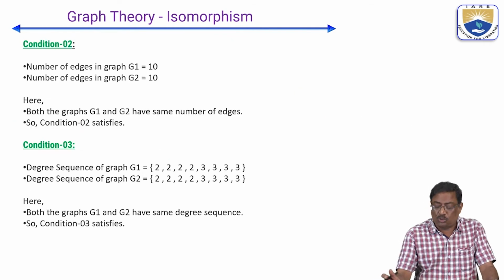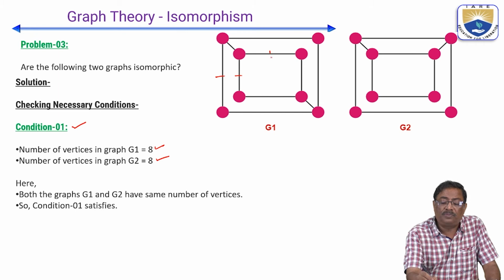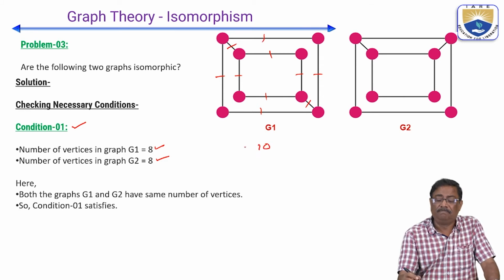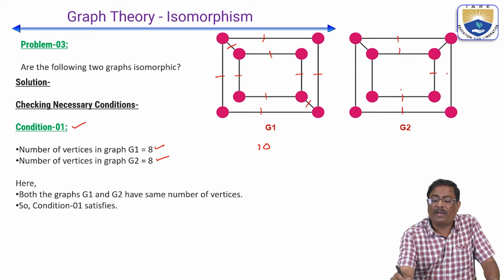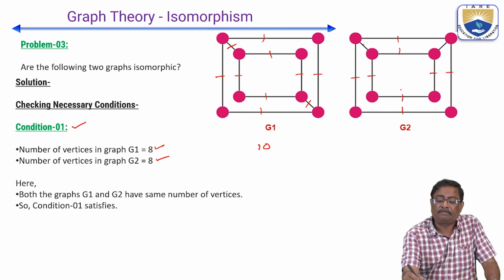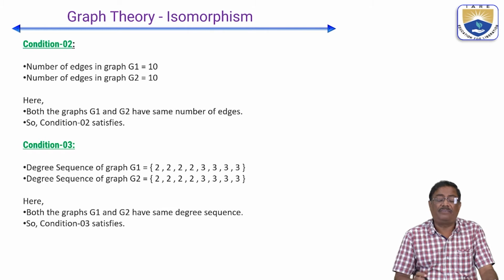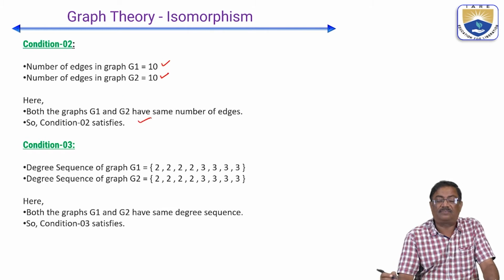Then condition 2: how many edges does it have? 1, 2, 3, 4, 5, 6, 7, 8, 9, 10. This has 10 edges. And here also 1, 2, 3, 4, 5, 6, 7, 8, 9, 10. 10 edges. So both graphs have the same number of edges, so condition 2 is also satisfied.